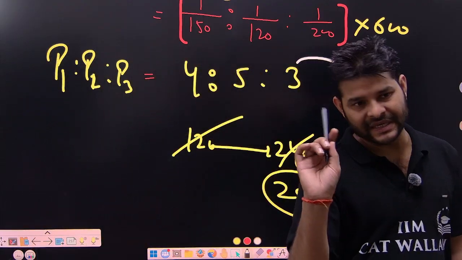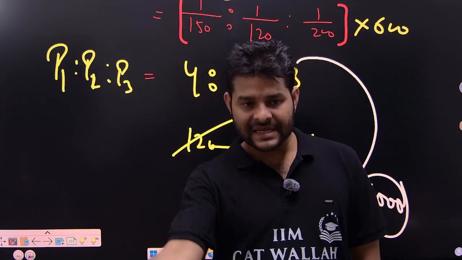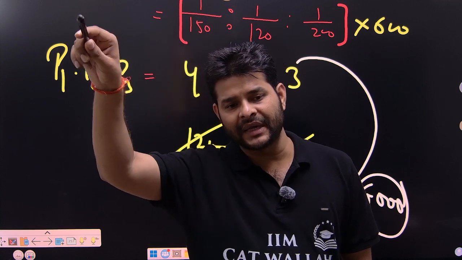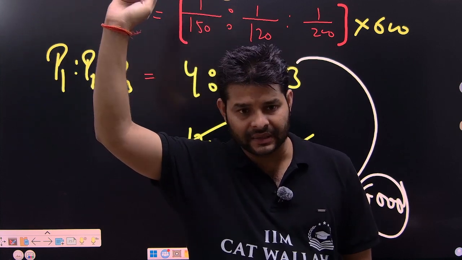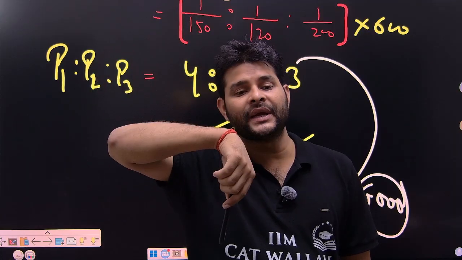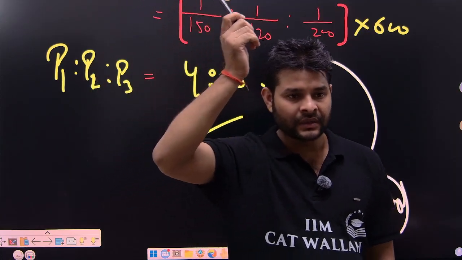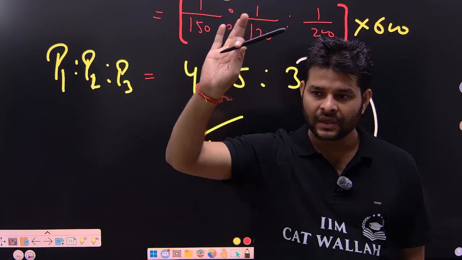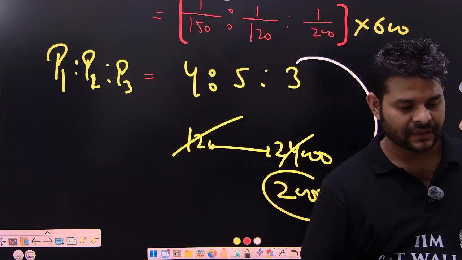So what is the basic change? If the SI that we get is the same, the formula would be 1 upon R1 T1, 1 upon R2 T2, 1 upon R3 T3. If the amount that we get is equal, the formula would be 100 plus R1 T1 and so on. Got it?